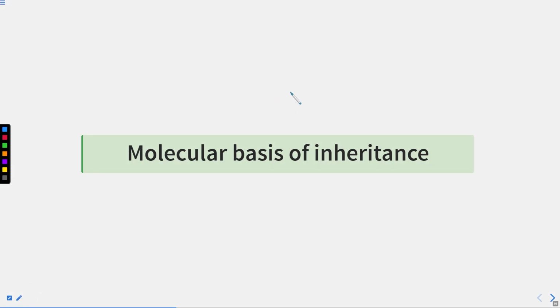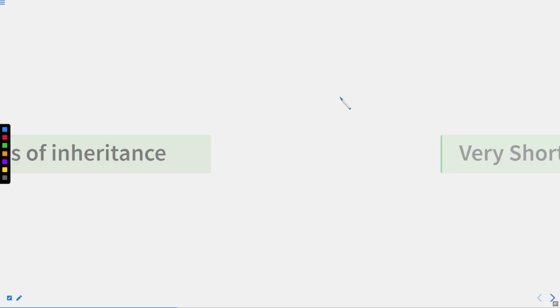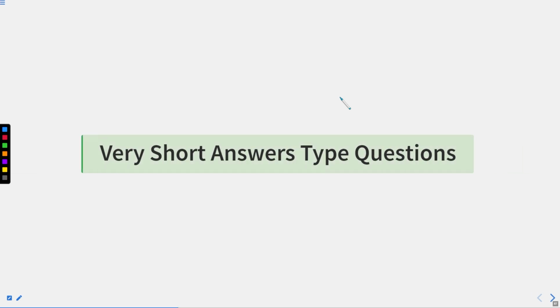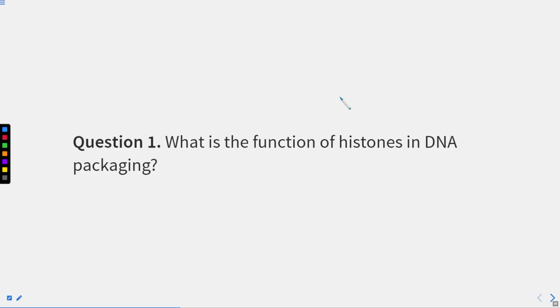Exemplar problems for the chapter Molecular Basis of Inheritance. This is a chapter that is included in the biology NCERT book. In the previous session we solved the multiple choice questions, and in this session we'll be solving the very short answer type questions. I would like to mention that all the questions here are completely NCERT based. So let's start with the first question.